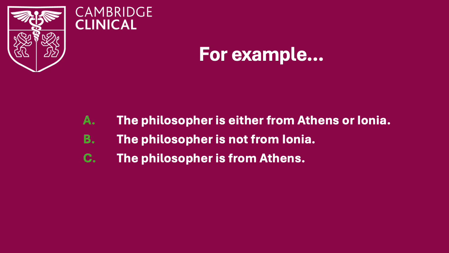Now here, our either-or statement, A, is this first one. The philosopher is either from Athens or Ionia. The negative premise is B, that the philosopher is not from Ionia, and that allows us to draw on the conclusion, which is C. Now obviously this is a simple example just to illustrate what a disjunctive syllogism is. So let's have a look at how such syllogisms are used in UCAT questions.